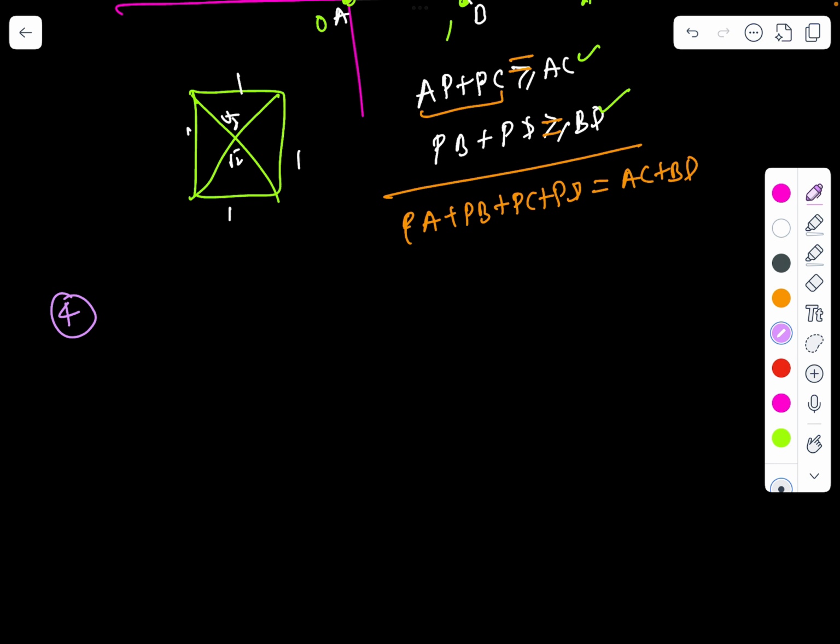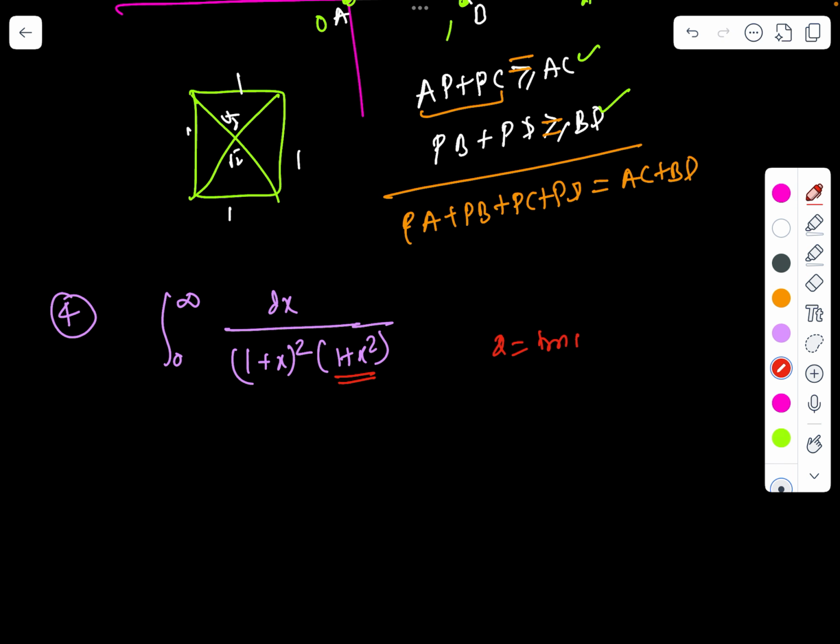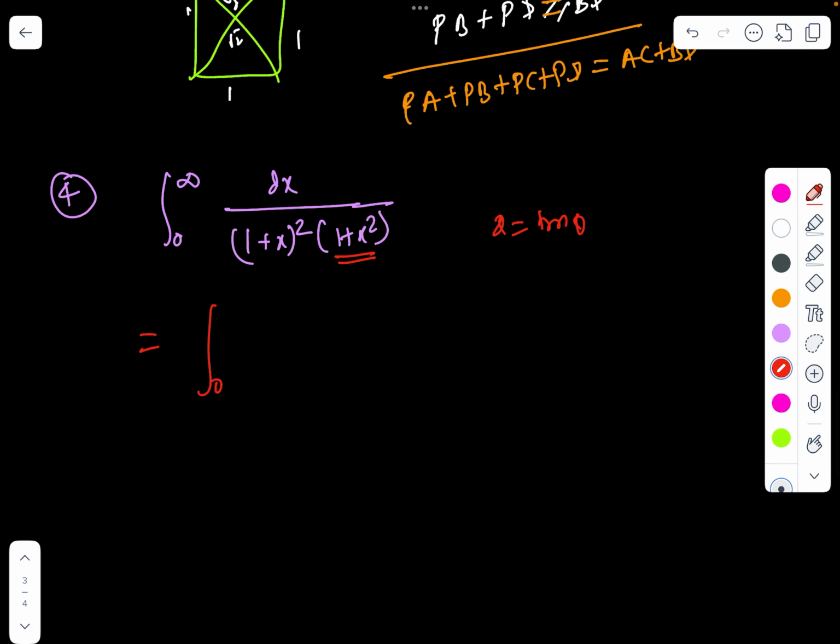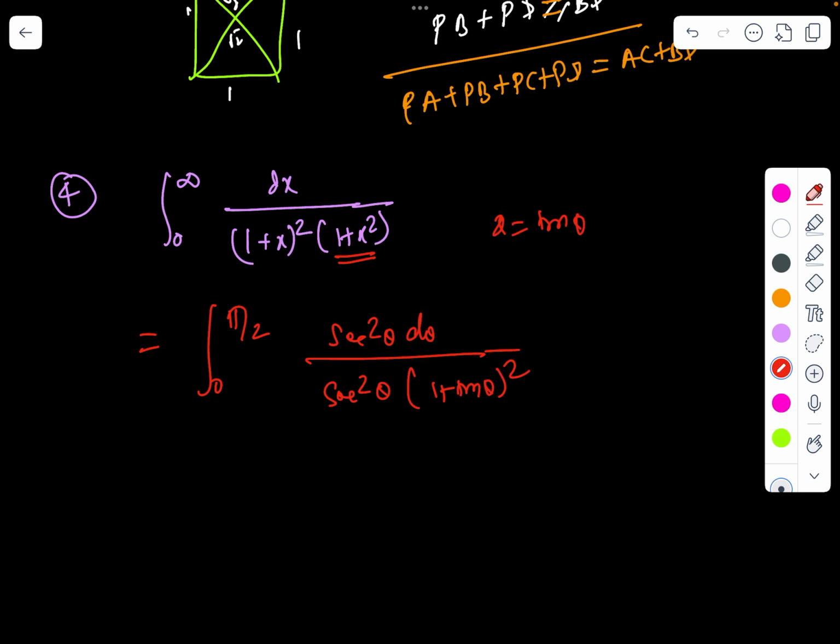Let's move to the next question, the fourth one. Here we have the integral from 0 to infinity of dx by (1 plus x) whole square into (1 plus x square). Although it seems easy, and in fact it's easy, 1 plus x square immediately gives a motivation of x equals tan theta. That brings the limits to 0 to pi by 2. We have dx is secant square theta d theta. The denominator is secant square theta into (1 plus tan theta) whole square.